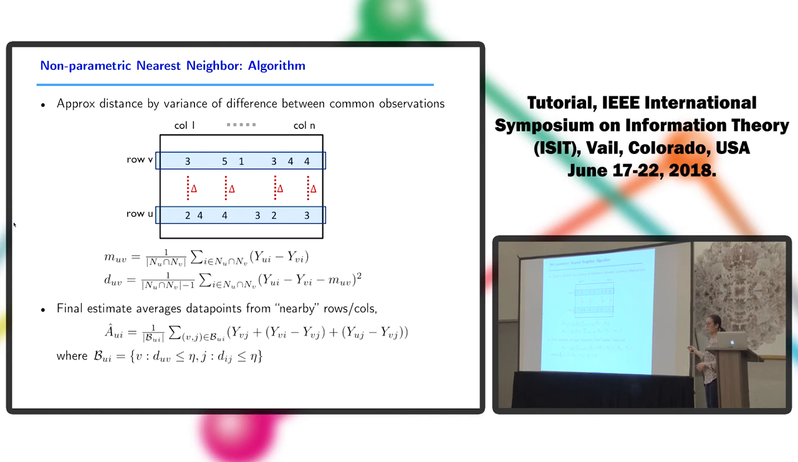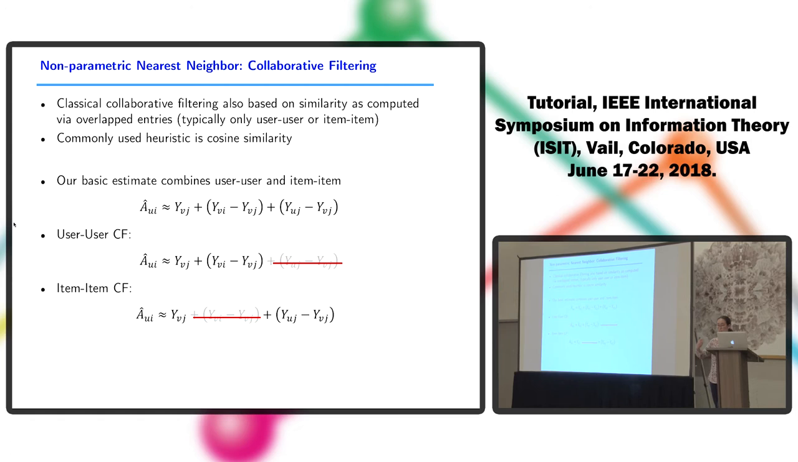So this is nice, and you might want to ask, how does this connect to the standard collaborative filtering from before that Devavrat introduced in the introduction? Classical collaborative filtering is also based on computing similarities between overlapped entries. Typically, though, it uses only user-user, so it computes just the distances between pairs of rows, or only looks at distances between pairs of columns, and there's even extensive literature on whether user-user or item-item is better, depending on the setting. The commonly used heuristic is cosine similarity, although other heuristics have been explored.